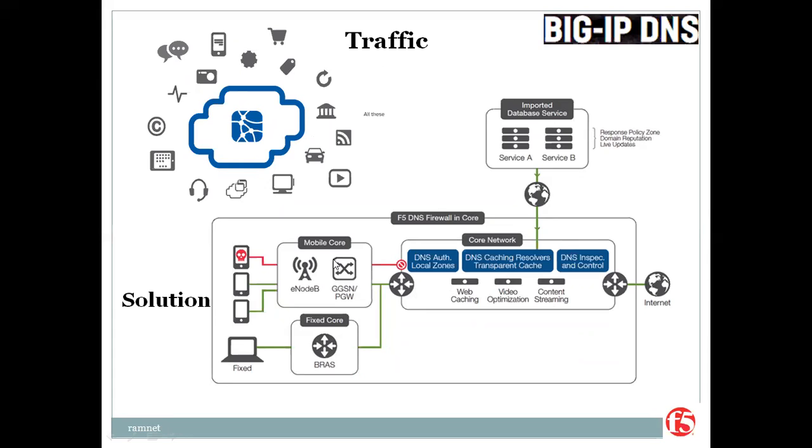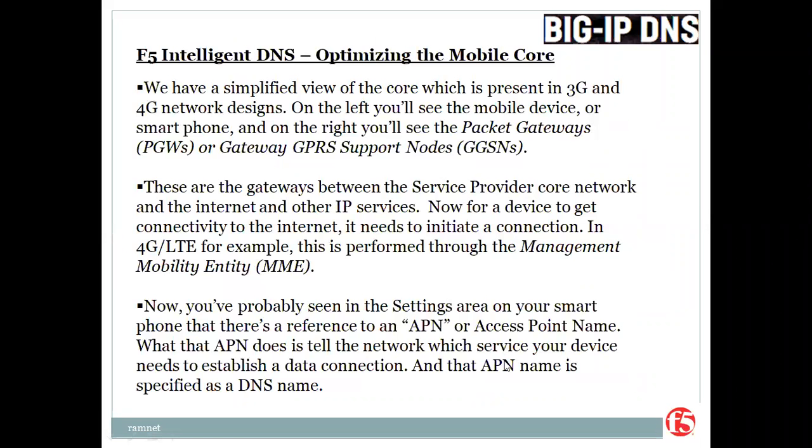When the person enters, this is the mobile core network. Then it goes to the DNS here, with DNS authoritative local zones, DNS caching service, DNS inspection, web caching, video optimization, content filtering, and it goes to the internet. Here it goes to server A and server B, where it has to forward these queries. So this is how our solution is going to be. Even for the mobile network, we can install the GTM to forward the queries to the proper destinations, because the query can come from many places, and 80% of the traffic on the internet comes from the mobile network only.